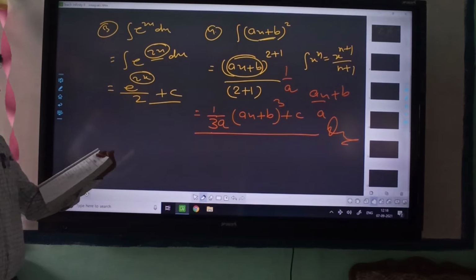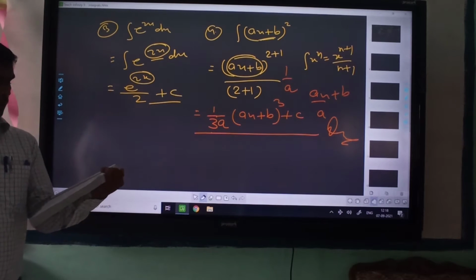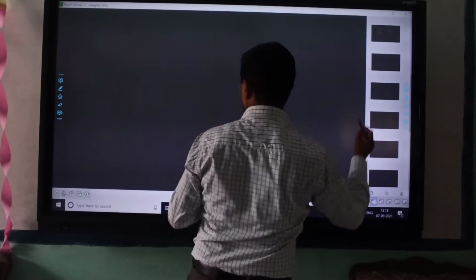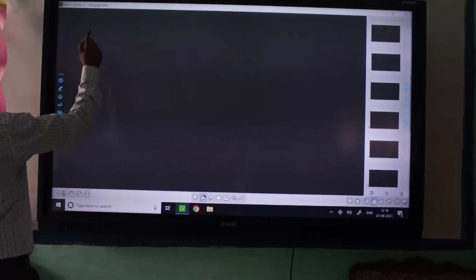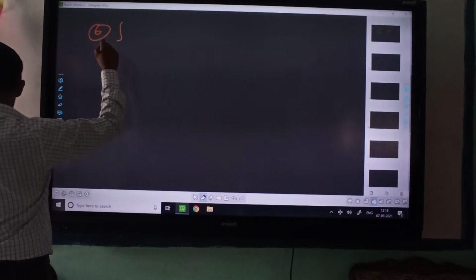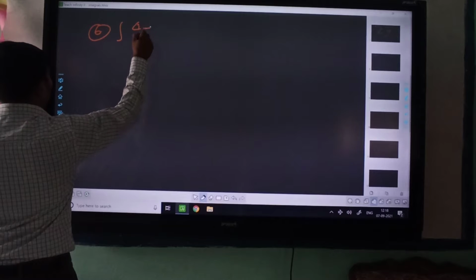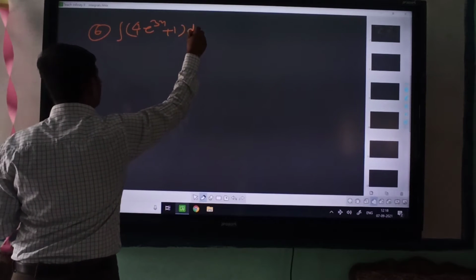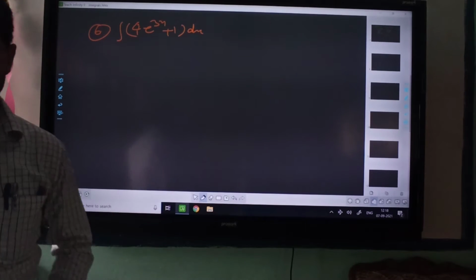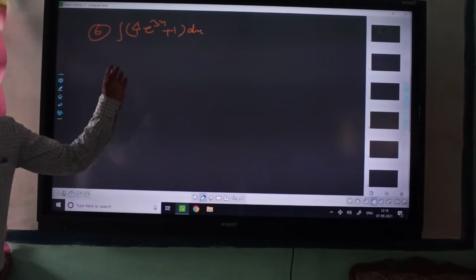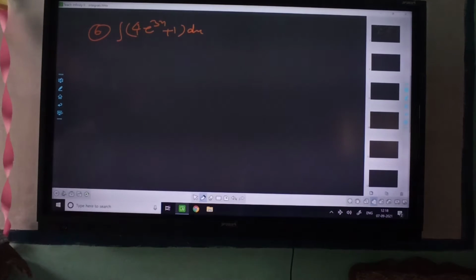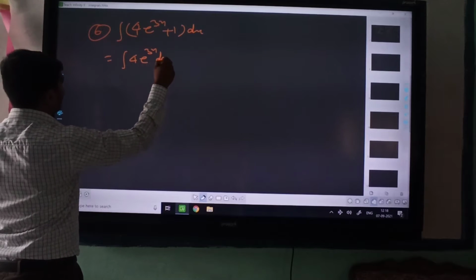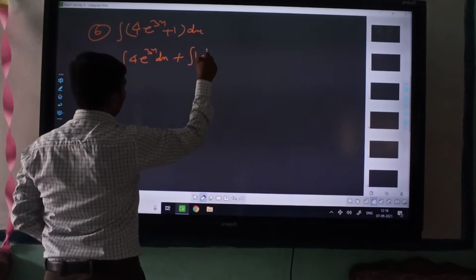Question number 6. Question number 5 you will do yourself. I think you can do. Otherwise, with the help of question number 6, you can easily understand this part. Question number 6: integral of 4 e raised to the power 3x plus 1 dx. You have to solve this question. You can separate the terms by the distributive law. That means 4 e raised to the power 3x dx plus 1 dx.